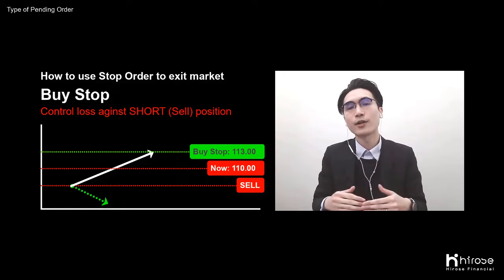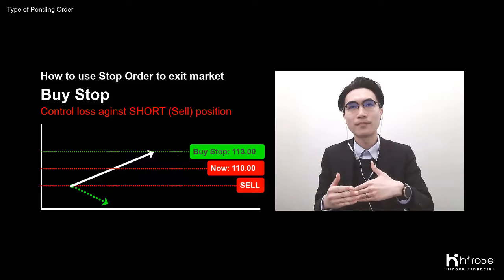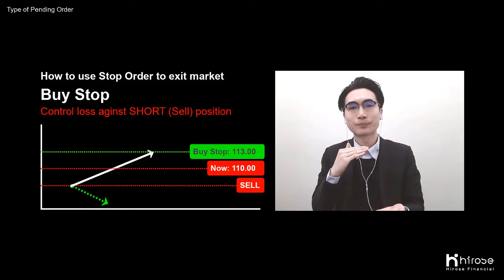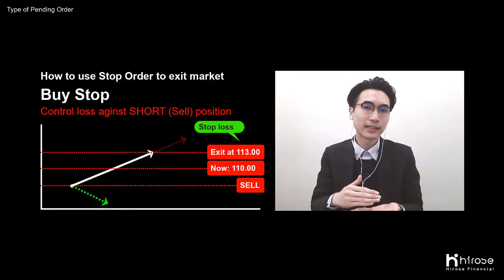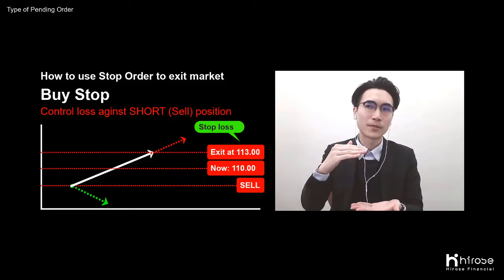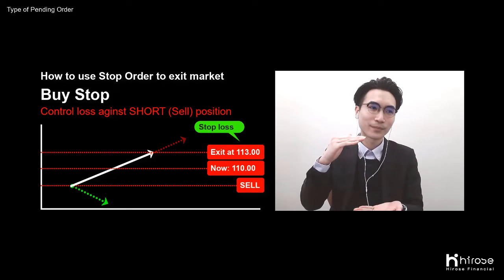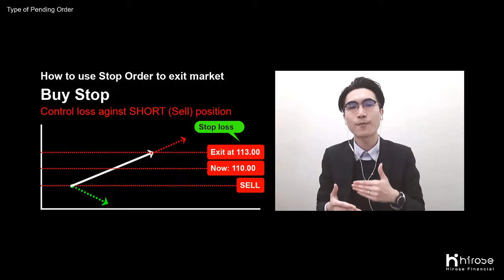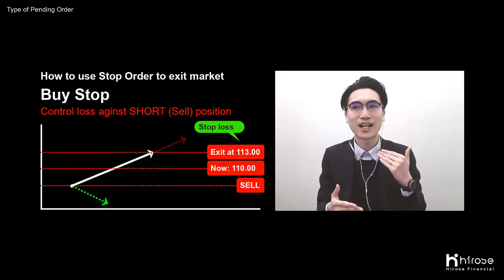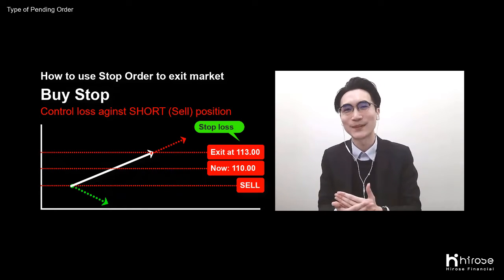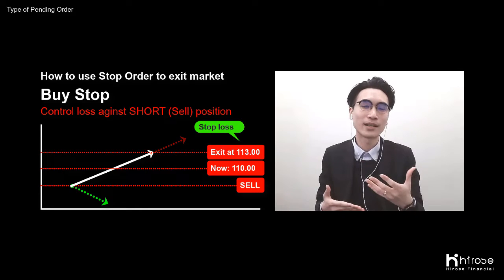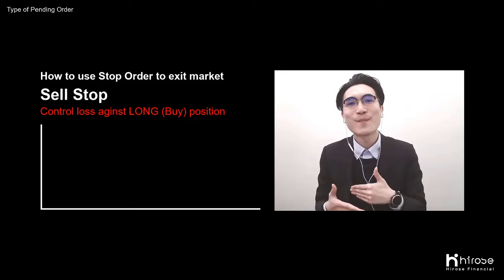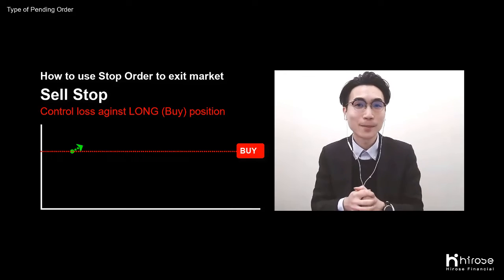That's the current price. So when the price rises up to 113, my buy stop order is going to be executed, which is against my short position, and then the short position is going to be closed, and I will be able to control my loss by executing a buy stop order. So that's one way we use the buy stop order. Okay, now we move on to the sell stop order.